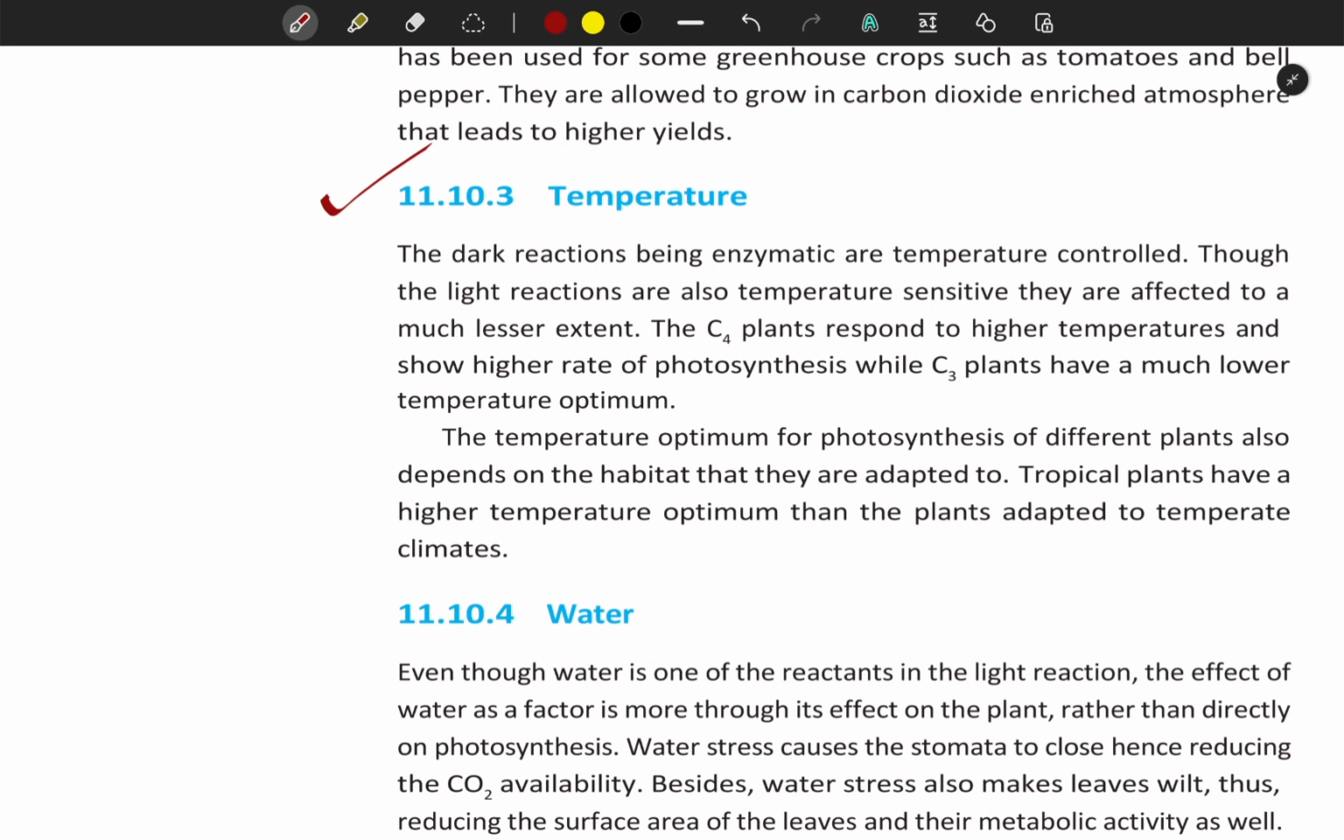11.10.3 Temperature. The dark reactions being enzymatic are temperature controlled. Though the light reactions are also temperature sensitive, they are affected to a much lesser extent. The C4 plants respond to higher temperature and show higher rate of photosynthesis, while C3 plants have a much lower temperature optimum. The temperature optimum for photosynthesis of different plants also depends on the habitat that they are adapted to. Tropical plants have a higher temperature optimum than the plants adapted to temperate climates.